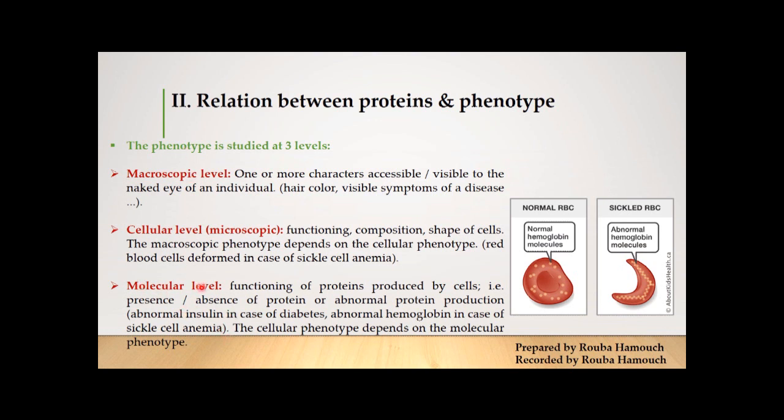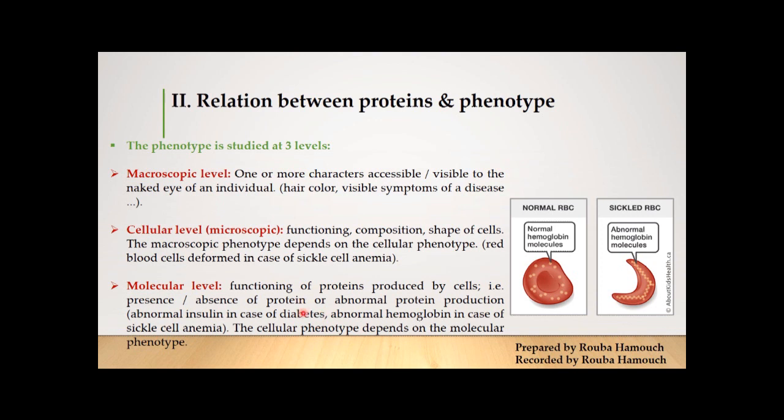Now, passing to the molecular level, the molecular level studies the functioning of proteins produced by cells. Example, the presence or the absence of a protein or the production of an abnormal protein. Here we have two examples. The case of diabetes. The symptoms of diabetes are frequent urination, high glucose levels in the blood, etc. The symptoms of diabetes constitute the macroscopic level of the phenotype.